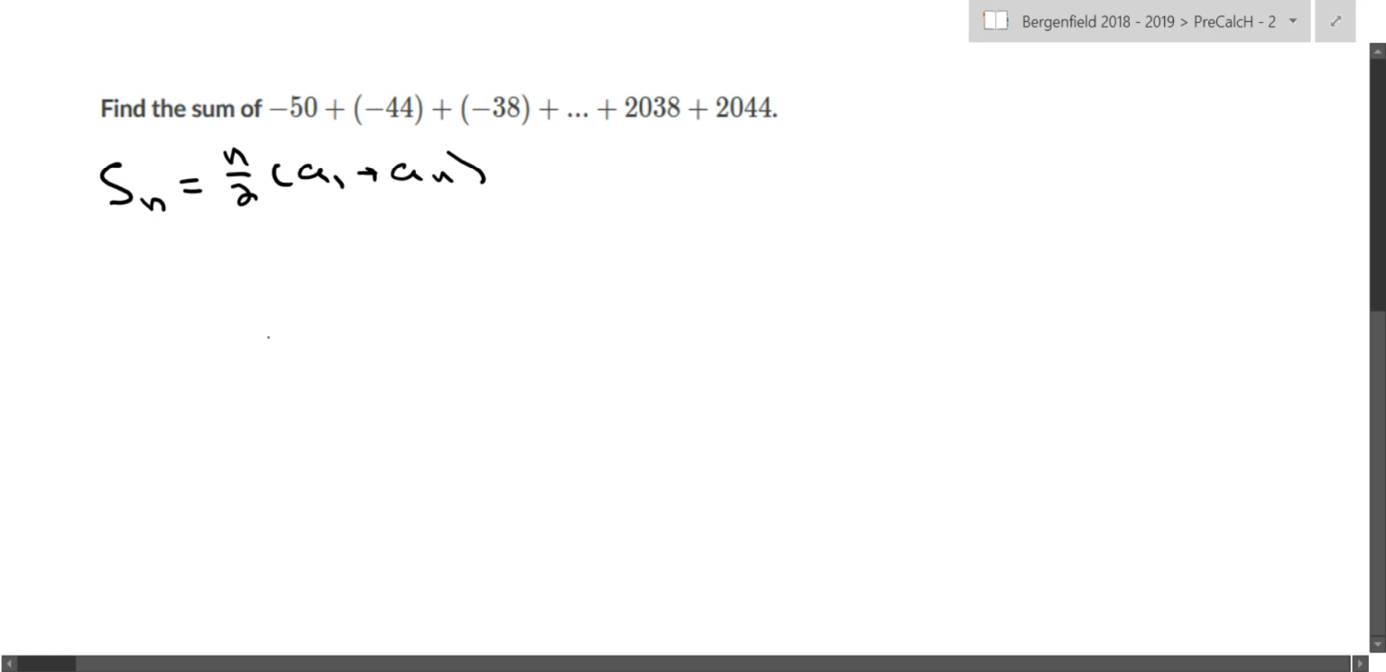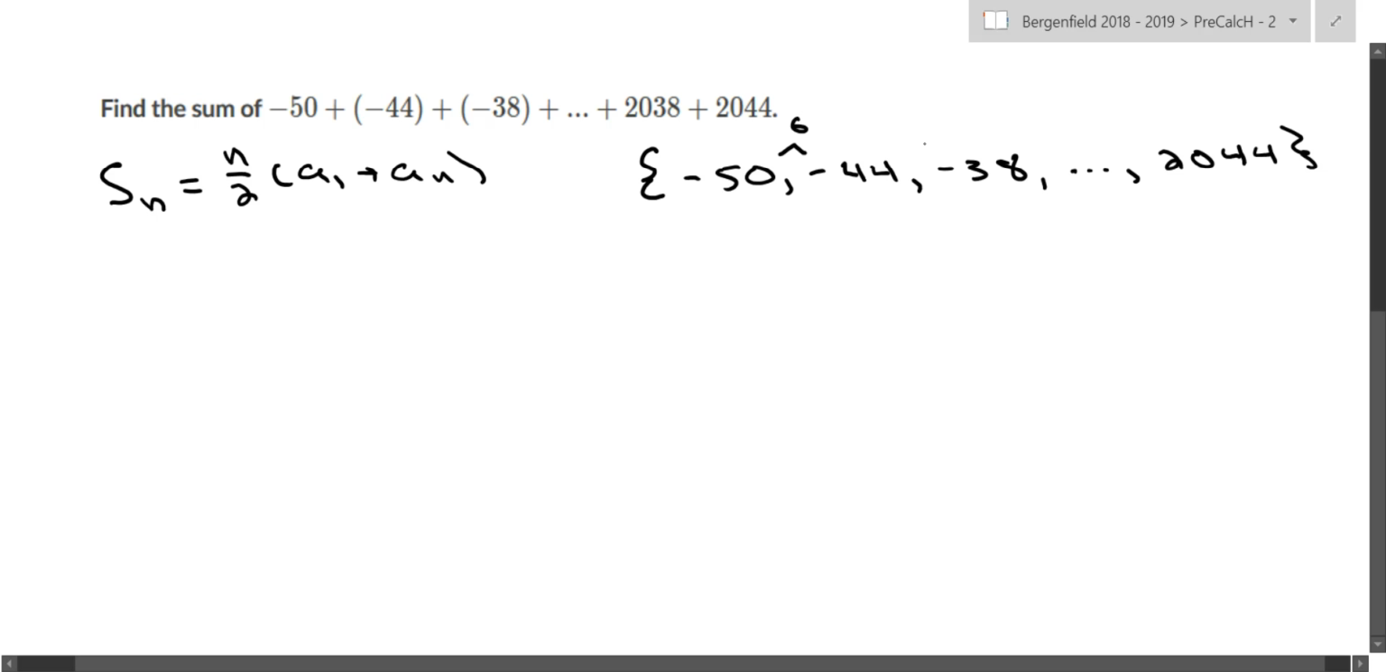So notice that I said that we can only use this formula if we have an arithmetic series, so an arithmetic sequence. Let's just make sure we have that. So up here we're summing an arithmetic sequence. Okay, I hope I said that right. So here's our sequence, and it goes all the way up to 2044.